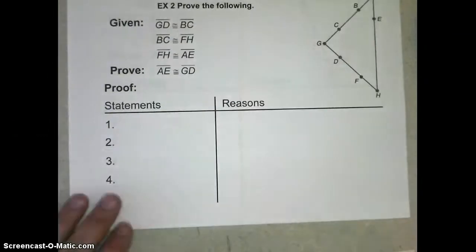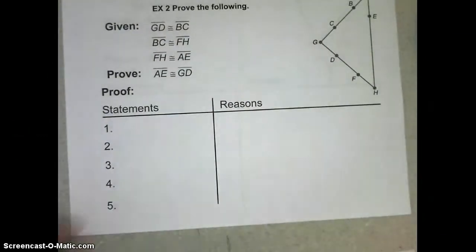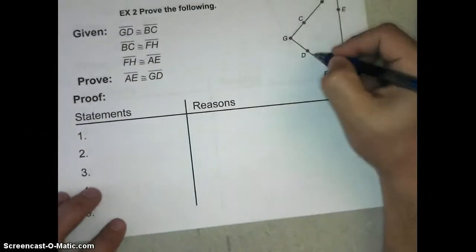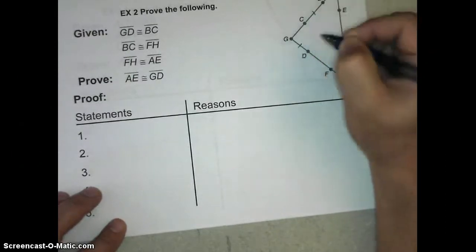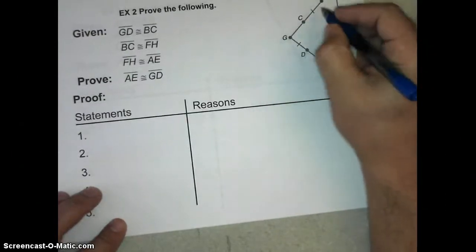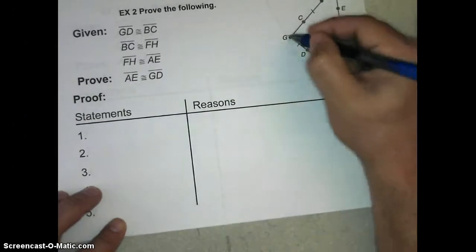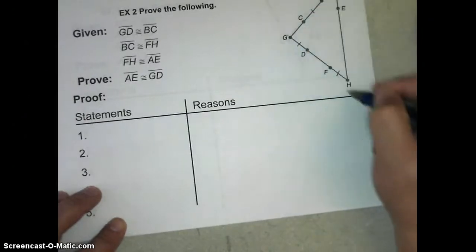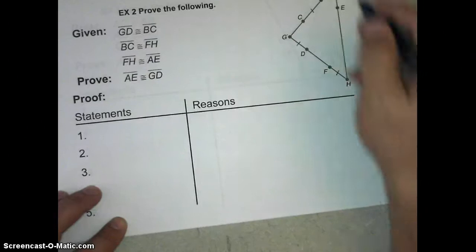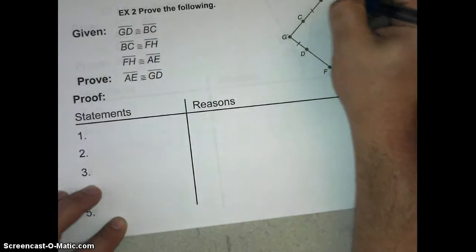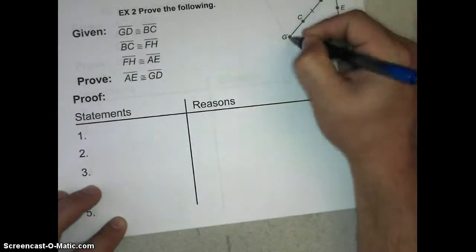All right, let's take a look at example 2. Here we're given GD is congruent to BC, and these don't have to look like they are. We're given that they are in fact congruent. We know BC is congruent to FH. GD is congruent to BC, and that's congruent to FH. Now FH is congruent to AE. We want to prove that AE is congruent to GD.